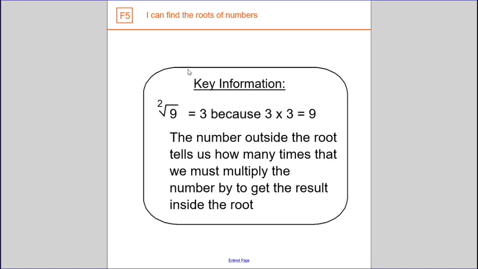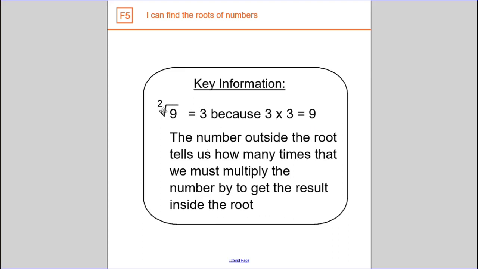I can find the root of numbers. So we've got key information here, and we are now dealing with roots. This is what a root looks like. We can see inside the root we have the number 9, and outside the root we have the number 2. The result is equal to 3 because 3 times 3 is equal to 9.